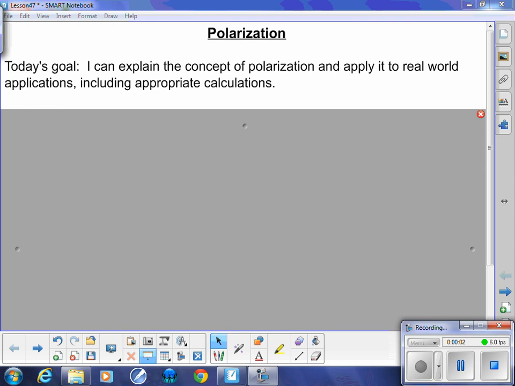Hello and welcome to the lesson on polarization. So today's goal, I want you to be able to explain the concept of polarization, and then I want you to be able to apply it to real-world applications, including appropriate calculations.